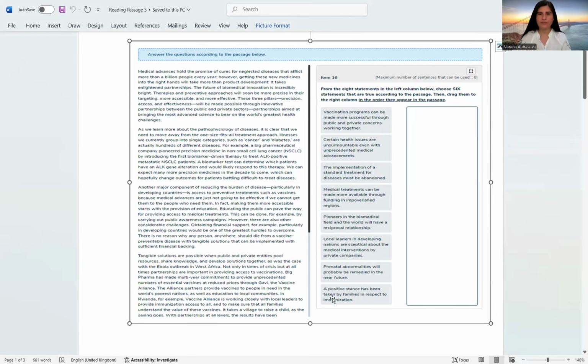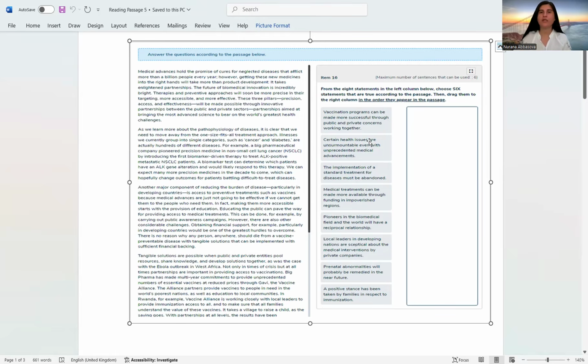Now, let's say the last one, a positive stance has been taken by families in respect to immunization. Let's say that in paragraph 1, they talk about it. You will put it next to paragraph 1 here, up. The first sentence will be. So it means that you will put them in order as they should be mentioned in this text. Of course, paraphrased, they can be detailed, taken from the text.